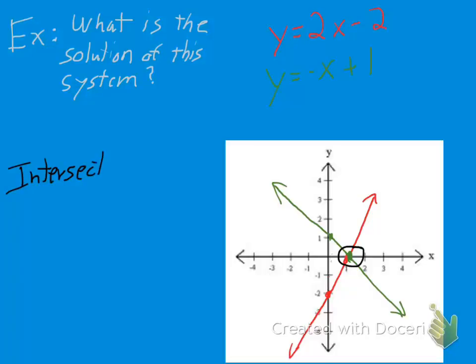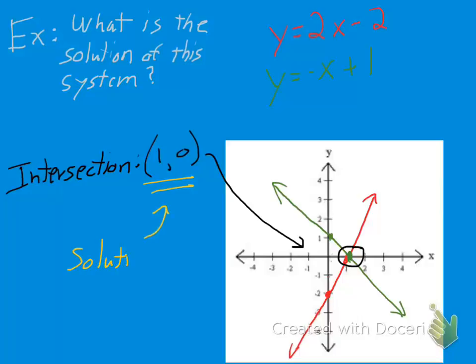Let me write down that point. The intersection would be the ordered pair 1, 0. Well, that is the solution to our system of equations.